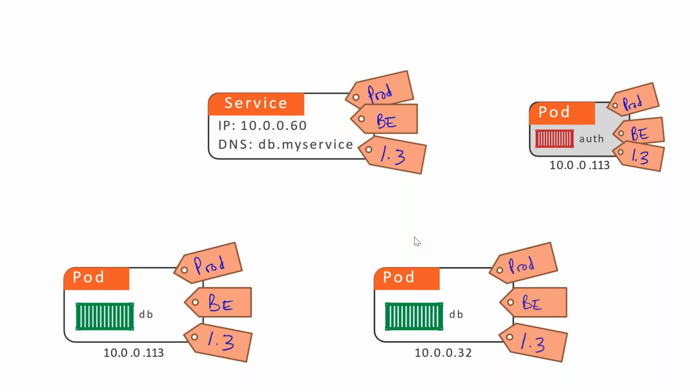The auth and DB having the same tags or label. See, when you load balance, very simple fundamental: you should have similar applications. So here the first pod, DB, is okay. The second pod, DB, is also okay. The third pod, which has an auth container, is not okay.